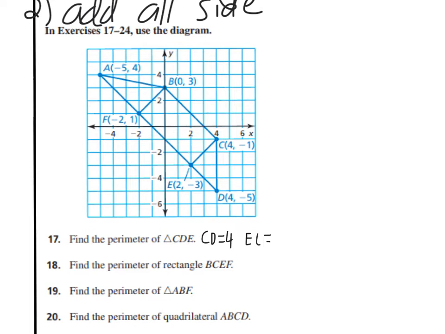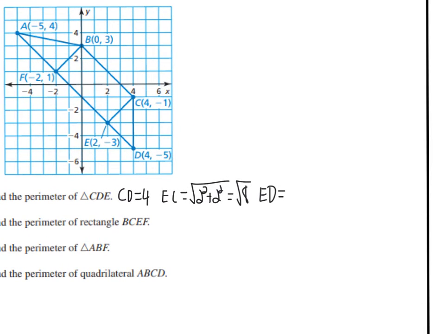And if I made that into a right triangle, the legs would be 2 and 2. So my distance would be the square root of 2 squared plus 2 squared. So that would be 4 plus 4 is 8, square root of 8. And then my distance for ED is the last one I need, and it also looks like the legs of a right triangle with ED as the hypotenuse would be 2 and 2, 2 squared plus 2 squared again. So that would be the square root of 8 again.